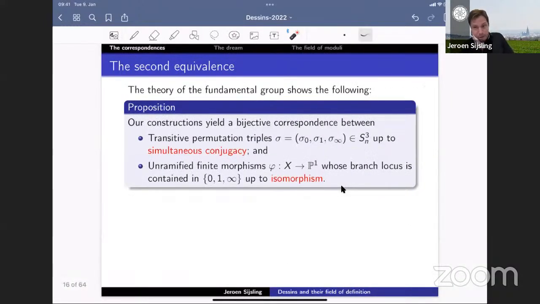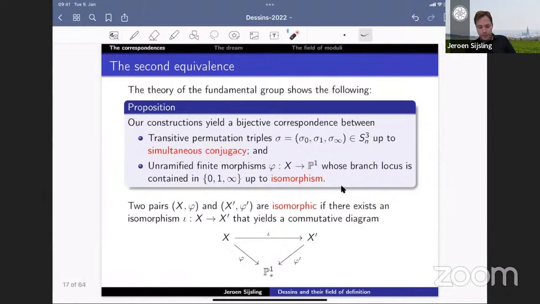So now there is this theory of fundamental groups, and it tells you that this, in fact, gives you another equivalence between transitive permutation triples that we saw before, up to simultaneous conjugacy, and now something completely algebraic: finite morphisms, maps between curves, whose branch locus is contained in 0, 1, infinity. And this time, the equivalent of conjugacy here is this isomorphism of covers. What is that? This. Two pairs. It's a pair because you have both X and your phi, so sometimes I denote it like this.